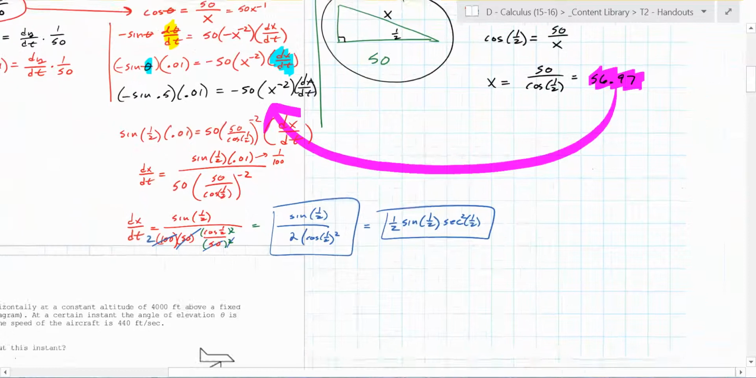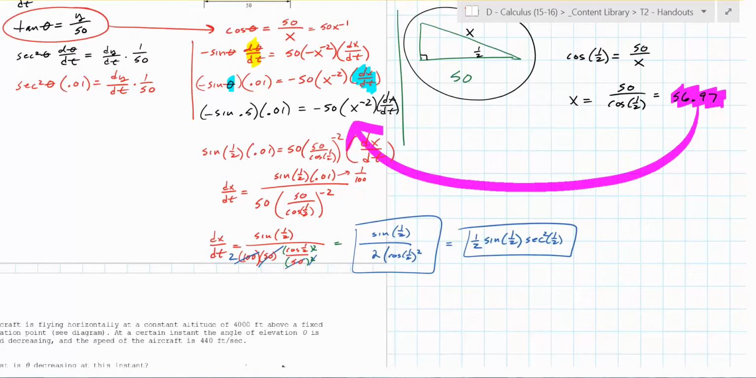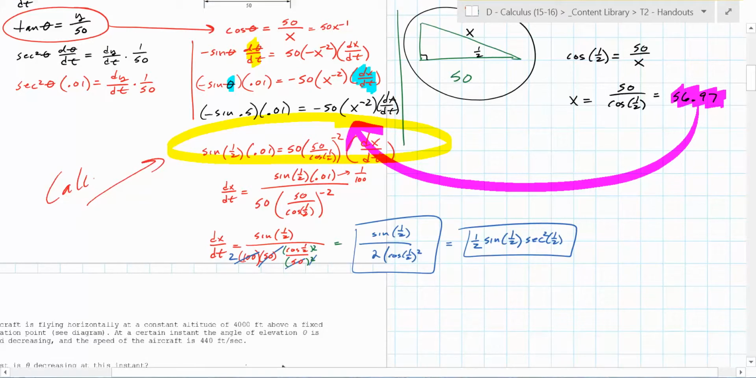That being said, once you get to this point right here, what could you use at this point? A calculator. You could use a calculator, yes.